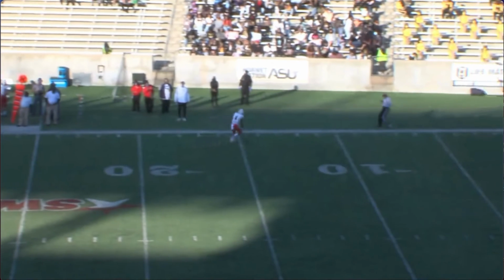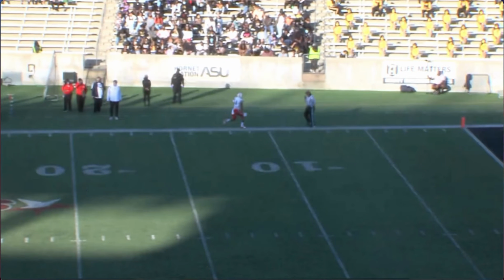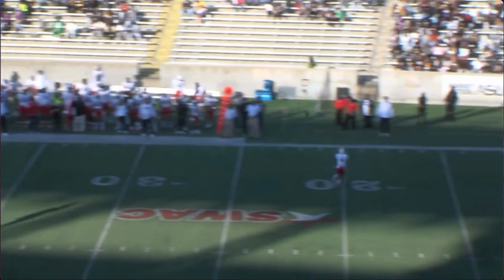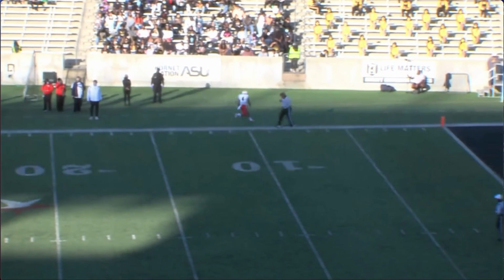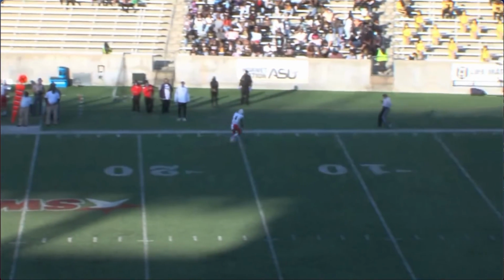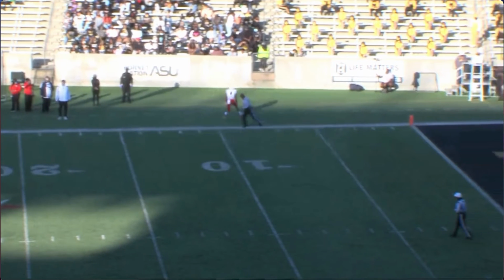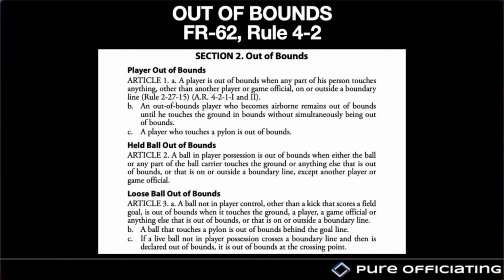So what do we need to know here? Is this a kickoff out of bounds or not? And we just look at it again. Takes a large hop. Player number 4 touches the ball. Okay, so what does the rule say? This is FR 62, Rule 4-2. The loose ball is out of bounds when it touches the ground, a player, a game official, or anything else that is out of bounds. So what we saw is that ball did not touch anything except a player.